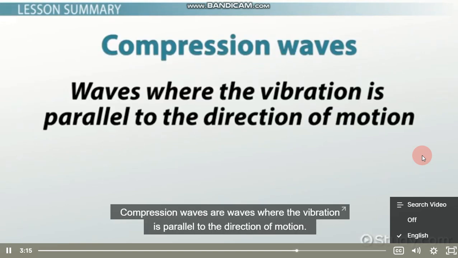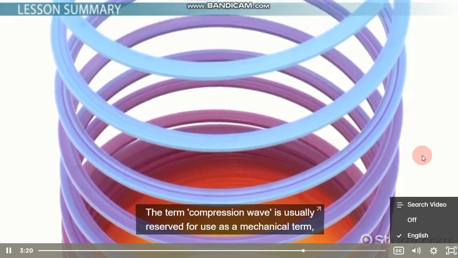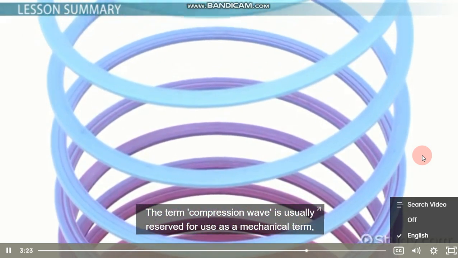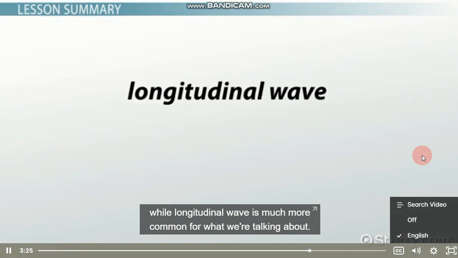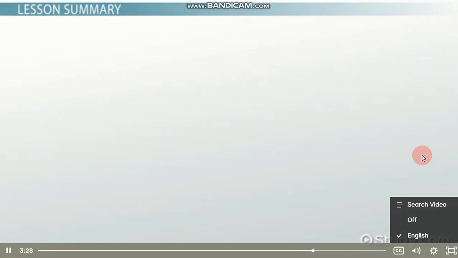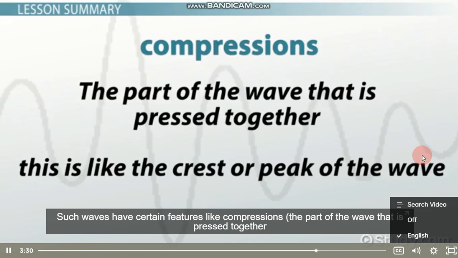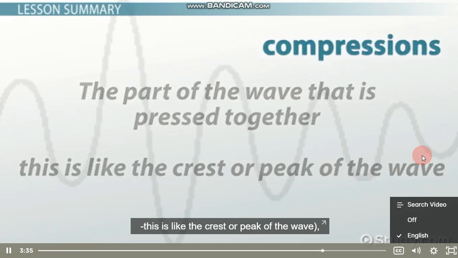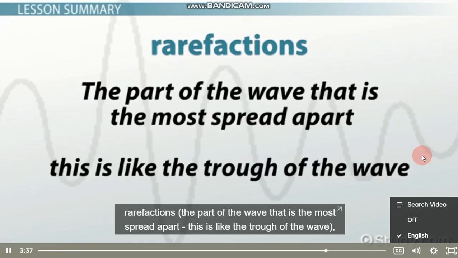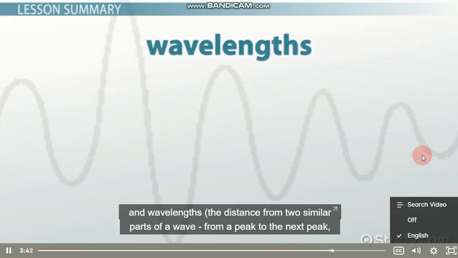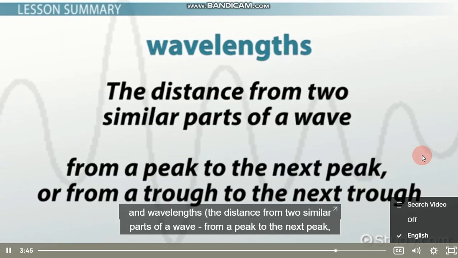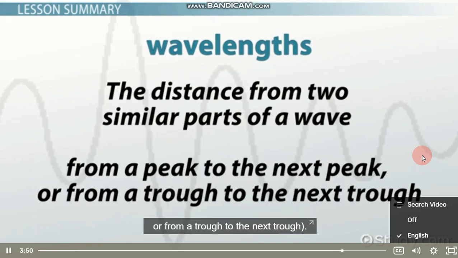Compression waves are waves where the vibration is parallel to the direction of motion. The term compression wave is usually reserved for use as a mechanical term, while longitudinal wave is much more common for what we're talking about. Such waves have certain features like compressions, the part of the wave that is pressed together. This is like the crest or peak of the wave. Rarefactions, the part of the wave that is the most spread apart. This is like the trough of the wave. And wavelengths, the distance between two similar parts of a wave, from a peak to the next peak, or from a trough to the next trough.